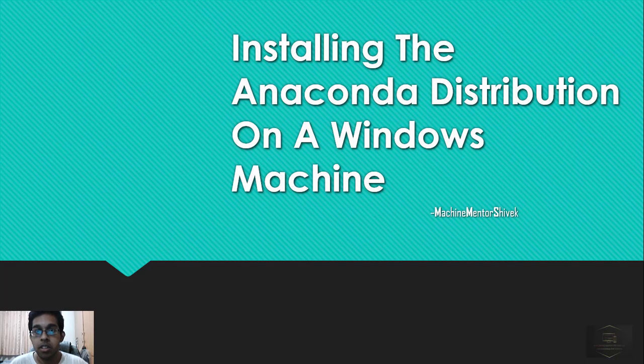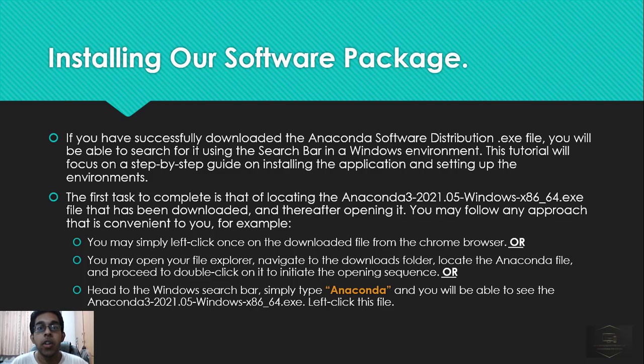Installing the Anaconda distribution on a Windows machine. Installing our software package. If you have successfully downloaded the Anaconda software distribution .exe file, you will be able to search for it using the search bar in a Windows environment. This tutorial will focus on a step-by-step guide on installing the application and setting up the environments.